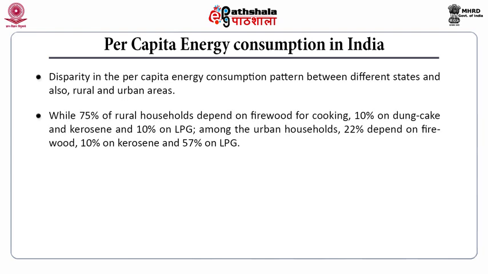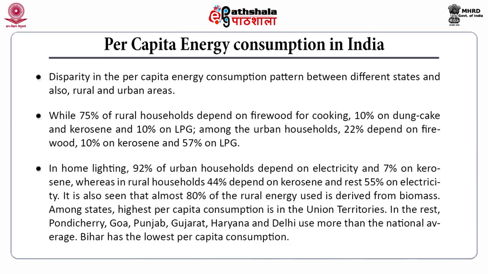Why? 75% of rural households depend on firewood for cooking, 10% on dung cake and kerosene and 10% on LPG. Among the urban households, 22% depend on firewood, 10% on kerosene and 57% on LPG. In home lighting, 92% of urban households depend on electricity and 7% on kerosene, whereas in rural households, 44% depend on kerosene and the rest 55% on electricity. It is also seen that almost 80% of the rural energy used is derived from biomass.